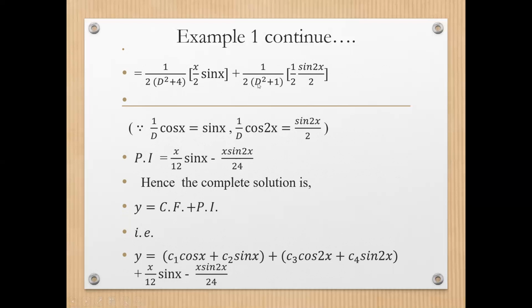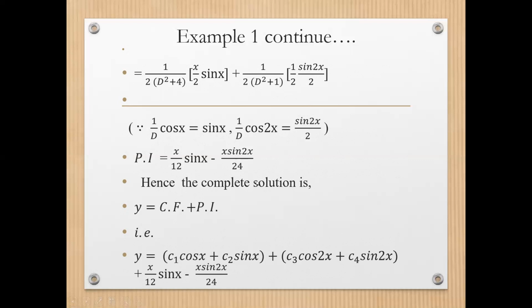Here D equal to minus 4: minus 4 into 1, minus 4 plus 1, minus 3 into 2, minus 6 into 2, minus 12, minus 12 into 2, minus 24. So x sin 2x upon 24. This is the required particular integral.